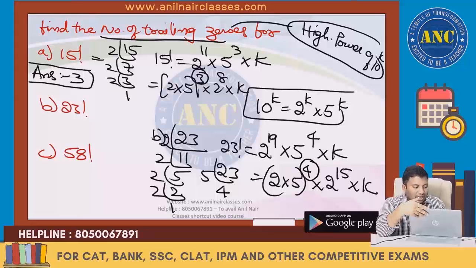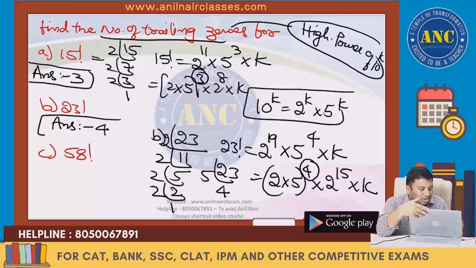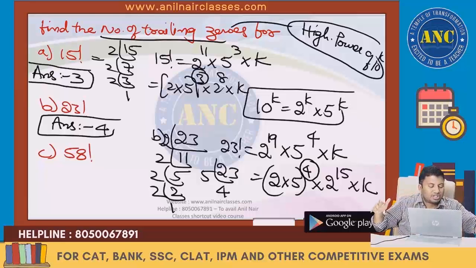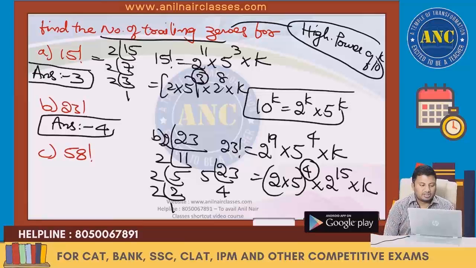10 power 1 will have 1 zero at the end, 10 power 2 will have 2 zeros at the end, 10 power 4 will have 4 zeros at the end. The answer is 4. Second one, I hope it is clear. Slowly we will increase the level of difficulty.